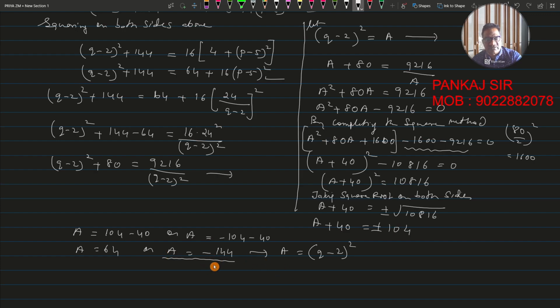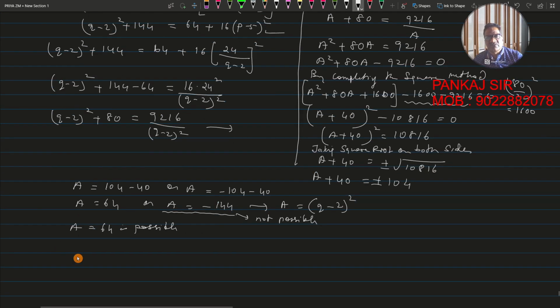So a is equal to minus 144 is not possible, right? So a is equal to 64 is possible. So let us take a equal to 64 and proceed. See, our purpose is to find out p and q. Now, this a we had taken as q minus 2 the whole square, right? So resubstituting the value, I get q minus 2 the whole square is equal to 64.